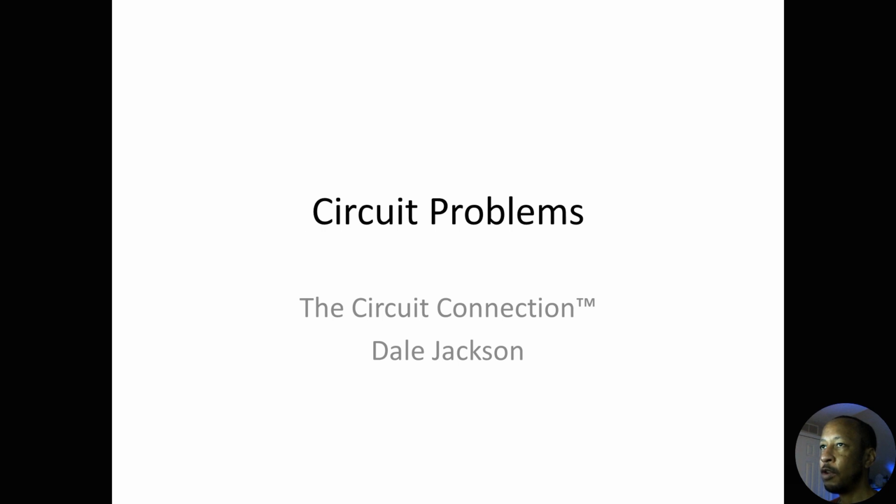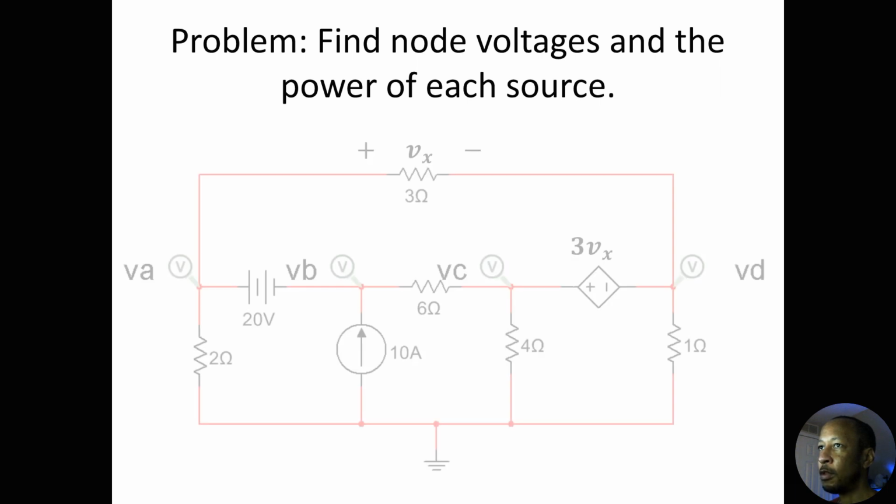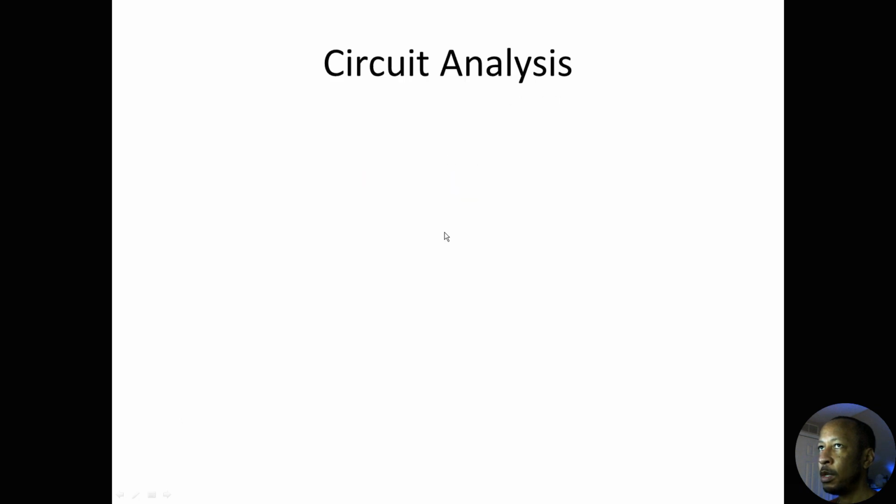Okay, in this lecture I'm going to be going over one particular problem, and the problem is to find the node voltages and the power of each source in this circuit. So I have VA, VB, VC, and VD. I have a 20 volt source, a 10 amp source, and a voltage controlled voltage source, which is controlled in the amount of 3 Vx, and Vx is the voltage drop across this 3 ohm resistor.